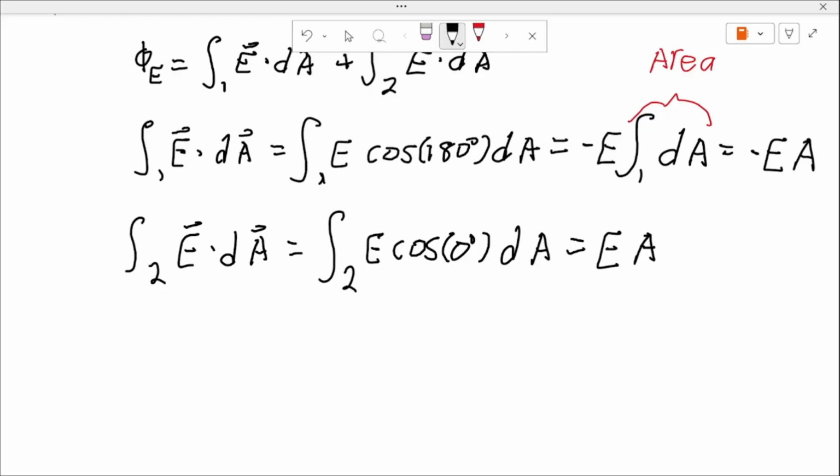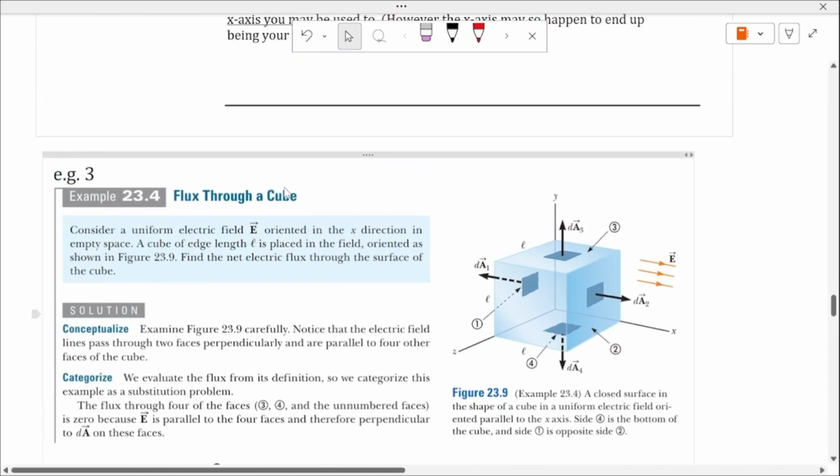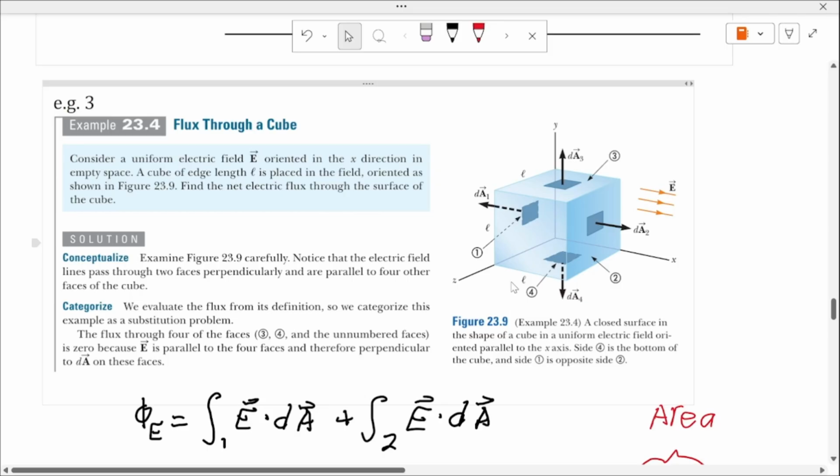And so to calculate the net flux, we add our two expressions together, which turns out to be 0. Which is actually an important conceptual note, because this tells us that the net flux through a cube or any closed surface that only has an external electric field is always going to be 0.